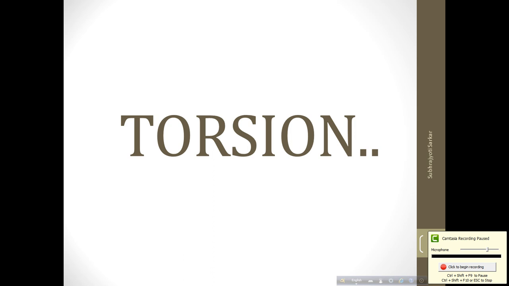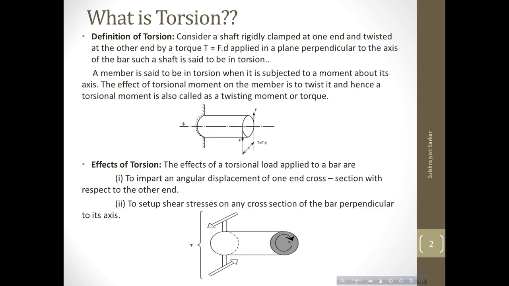Hello students, today's topic of discussion is torsion. So what do you mean by torsion? Before going into the definition, I'll just explain something about torsion. Suppose you have a cylindrical rod of circular cross section, which is fixed at one end and free at the other end. That is, it's in a cantilever position.